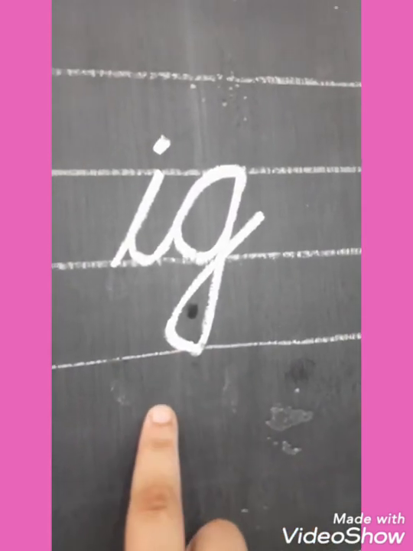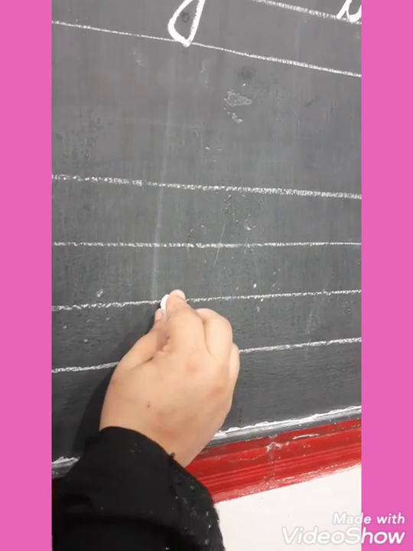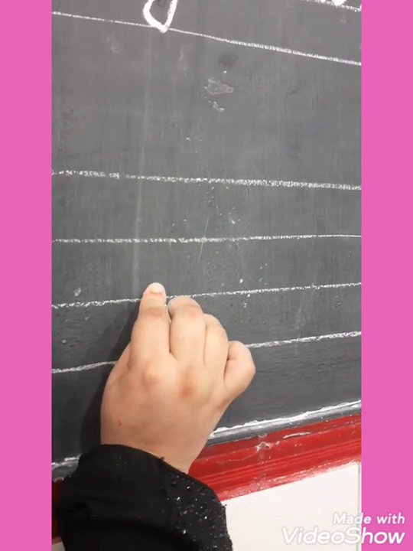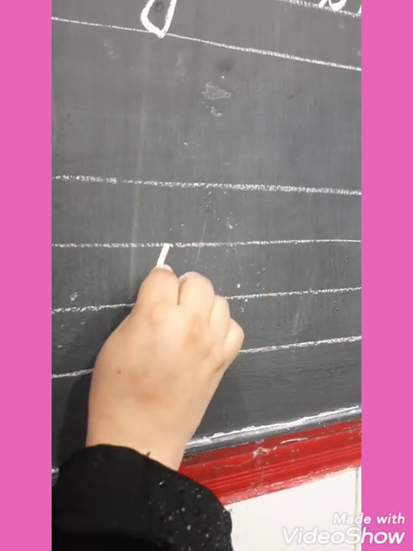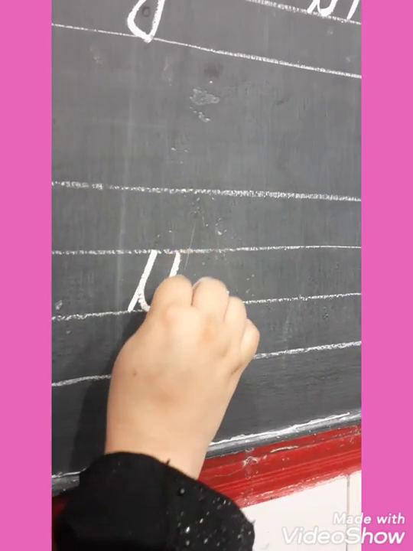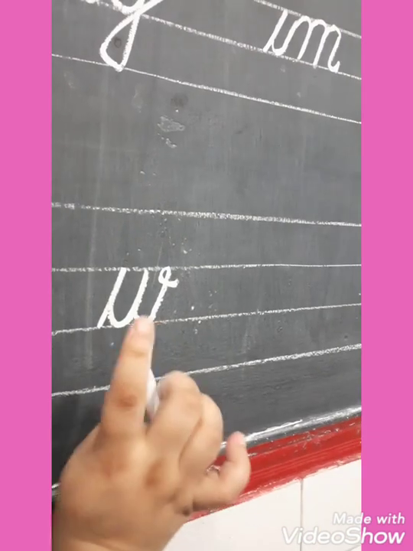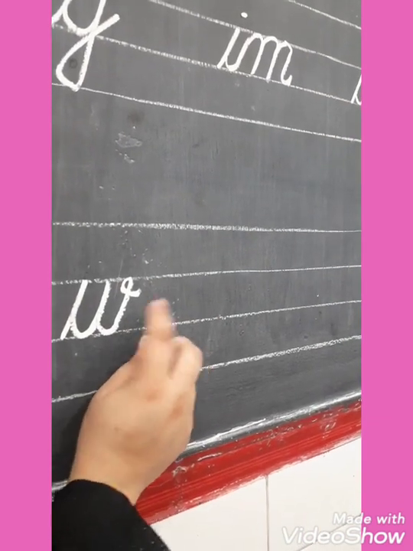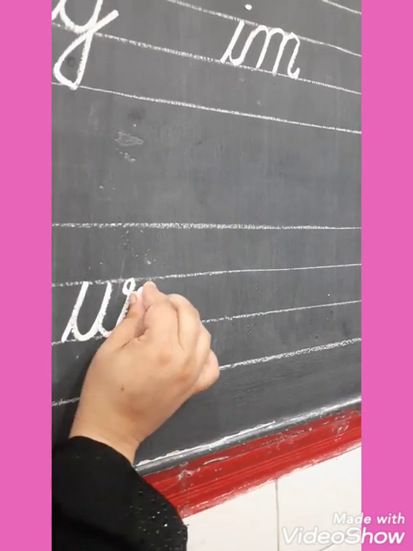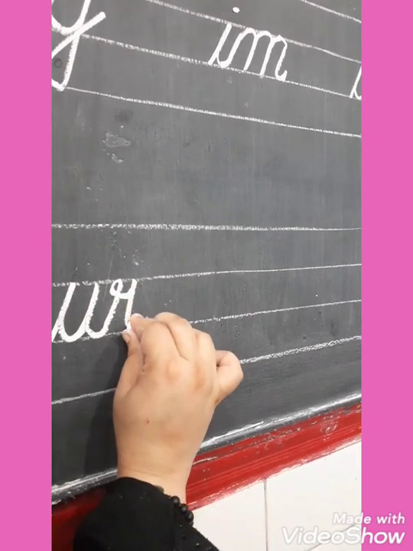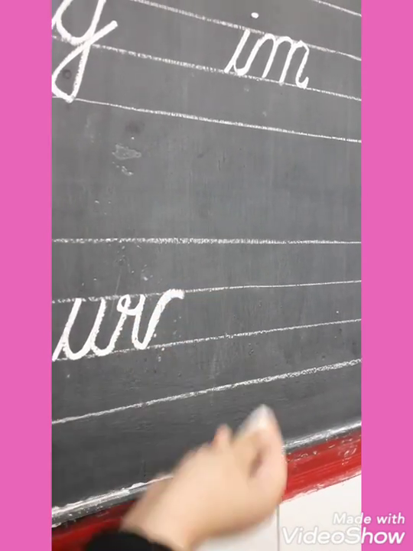Ig sounds ig. And your word is wig. W sound woo. So the first letter will be woo. Go up, come down, again go up, come down, again go up. This is the final W. You have to join ig sound with that. So you have to take it up, come down in a slant, again go up, move like this.